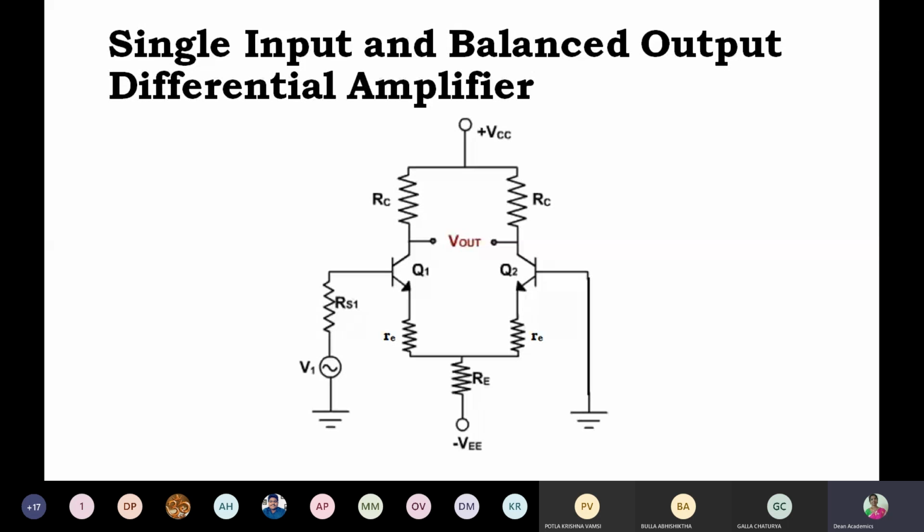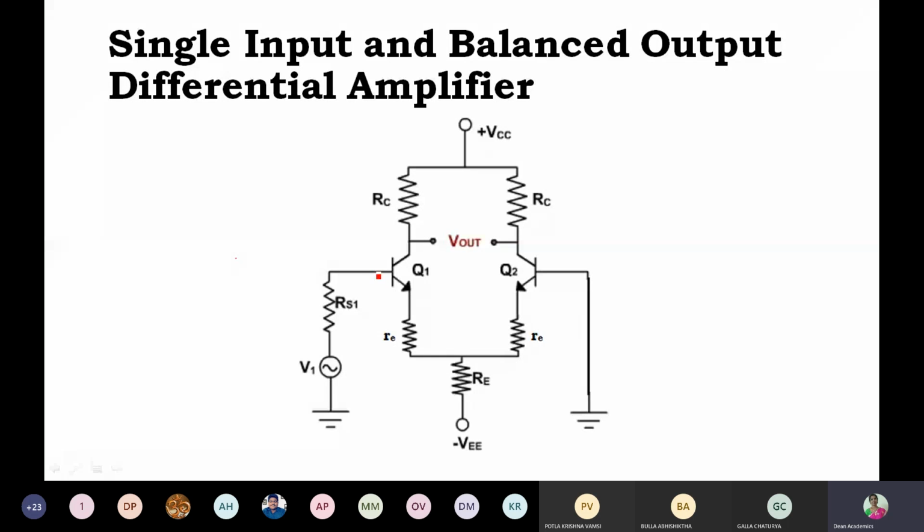I'm not going back because we have already studied the dual input balanced output differential amplifier and the dual input unbalanced output differential amplifier, spending sufficient time on them. In the previous class itself, I mentioned that next class I won't revise. I'll directly start the single input balanced output differential amplifier. Shall I start here?